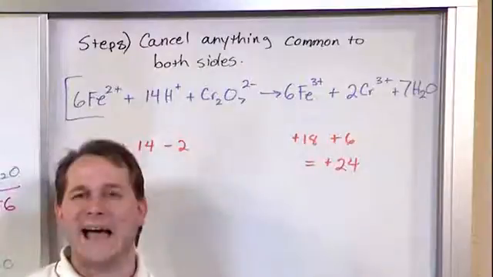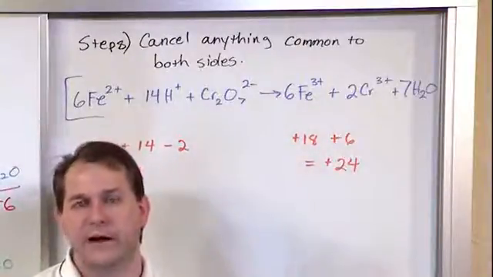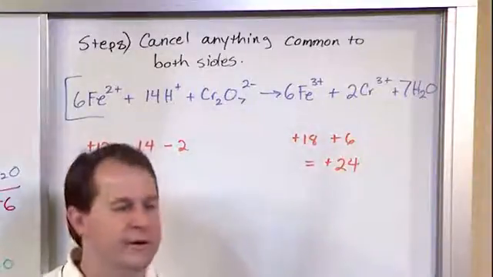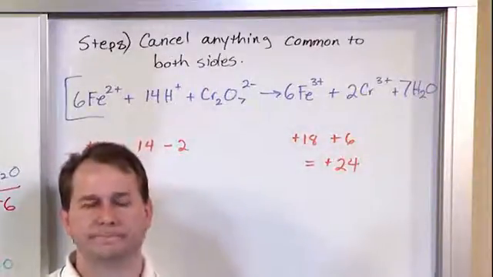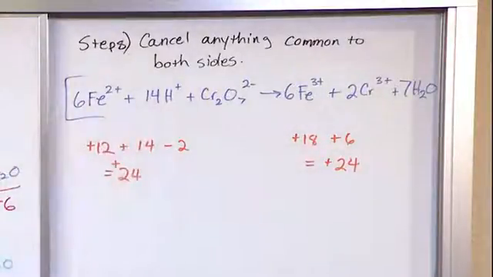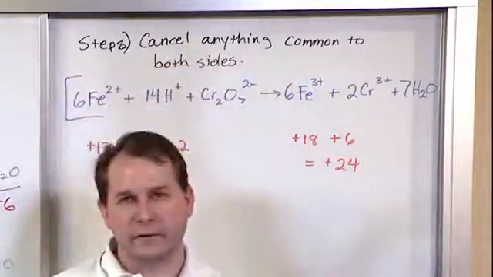You've balanced the atoms on both sides, and you've verified that the charge is balanced on both sides. Once you're done with your problem, if you verify that both of those things are true, then you've balanced your chemical reaction. A couple other things I want to talk about really quickly. The very last step talks about canceling anything common to both sides. Here we canceled electrons.